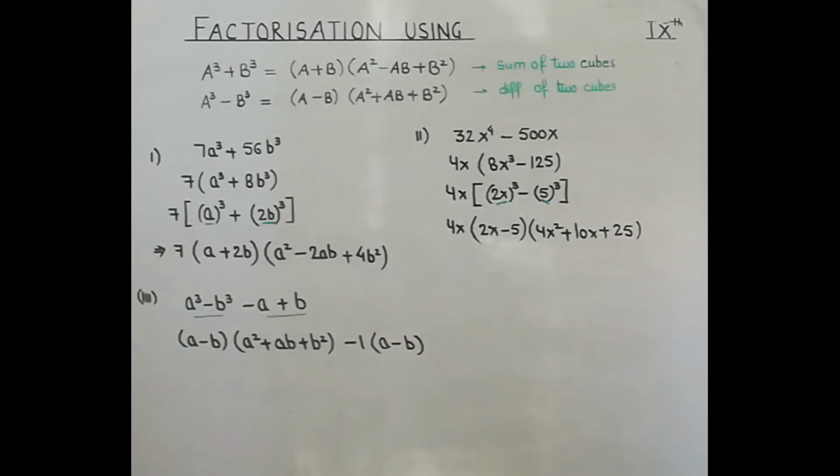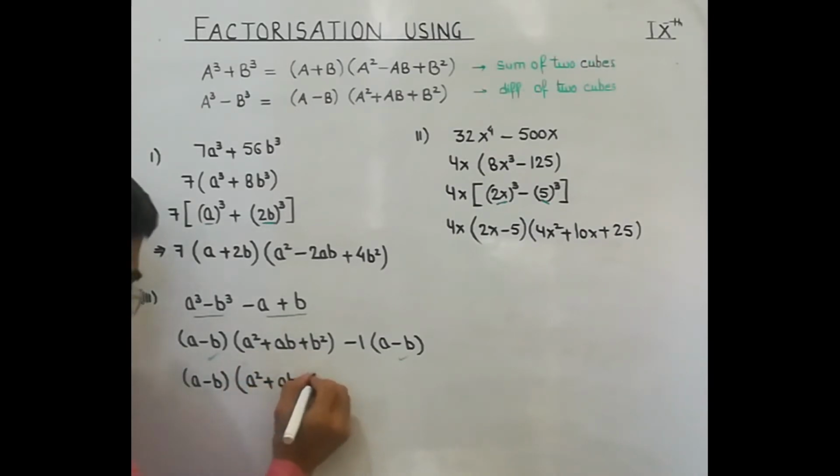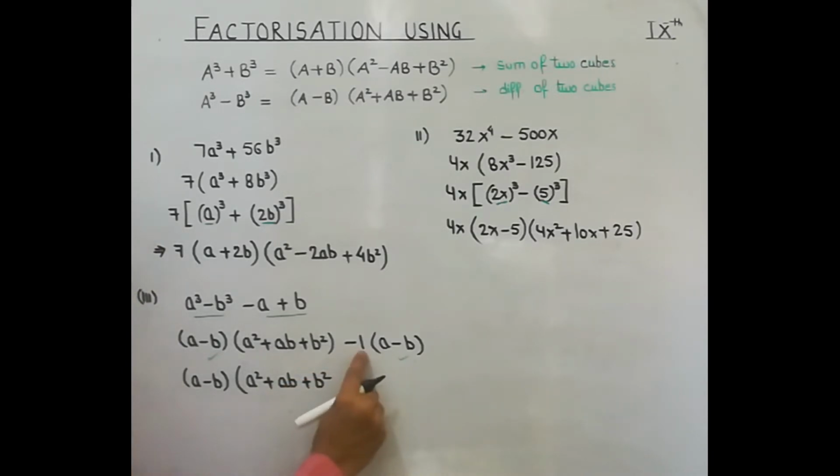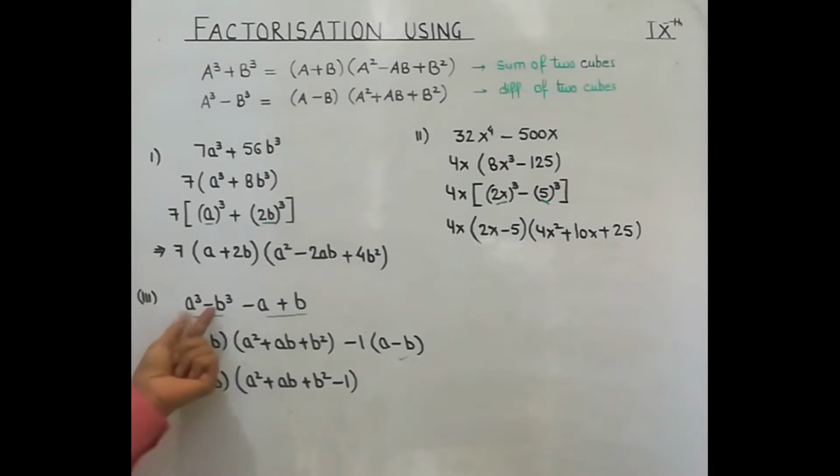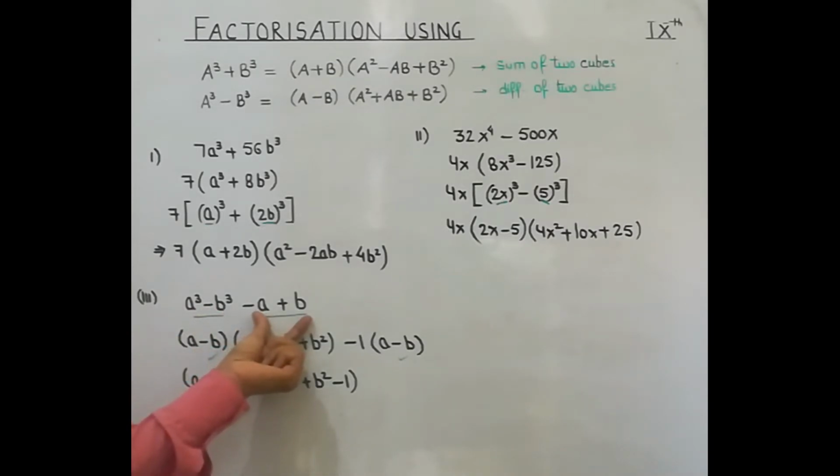Now what's common from here? A minus B from here, A minus B from here. So you take A minus B common. Here you are left with this, and from here you are left with minus 1. So this will be your answer. So we did the grouping. In one group we got the difference of two cubes, and in the second group we took the minus sign common and were left with A minus B. And then you can take the common. Let's see one more question then.